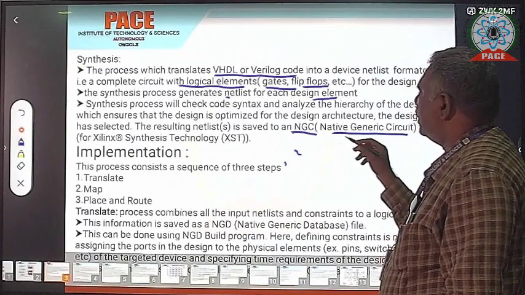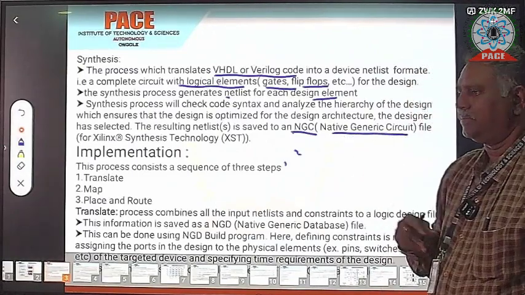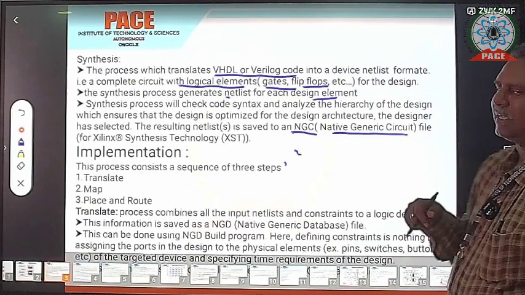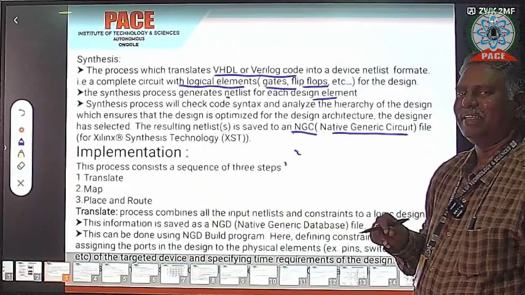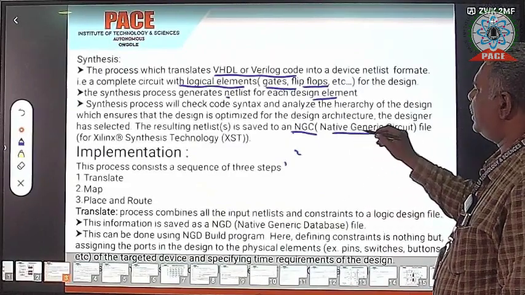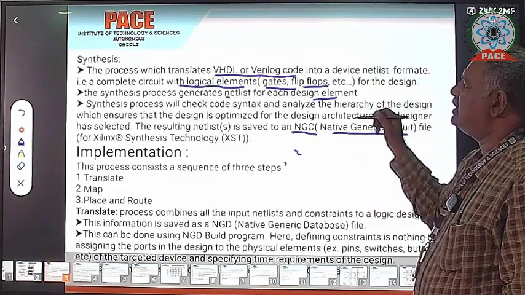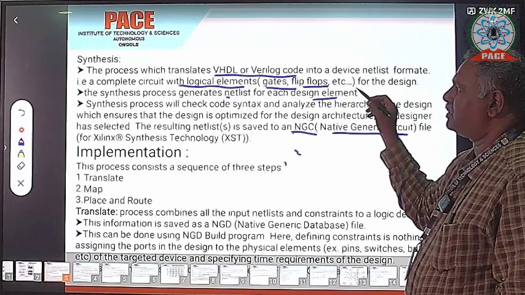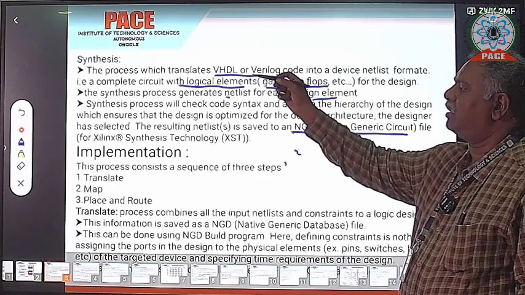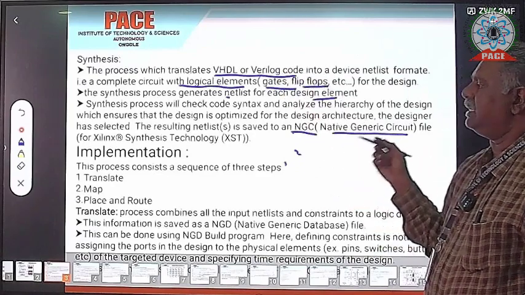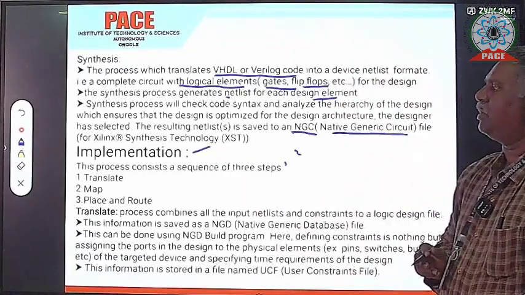NGC is a native generic circuit, sorry, not negative. So what is there in the native generic circuit? It contains the gates and flip-flops. So this entire process is done in the synthesis. What is the next part? It is implementation. So what is going to happen in implementation?